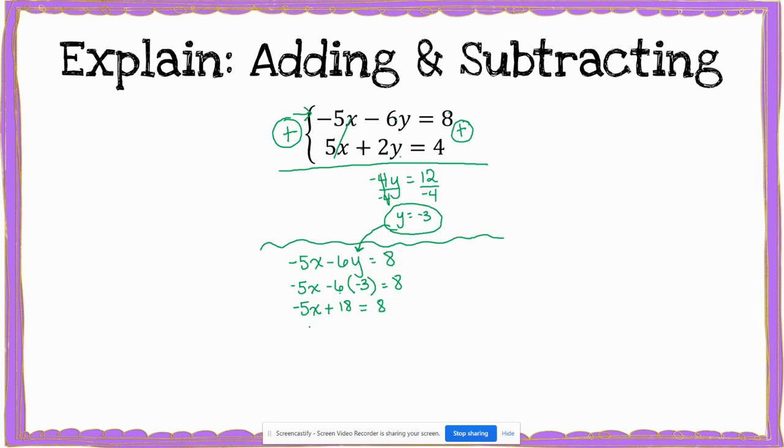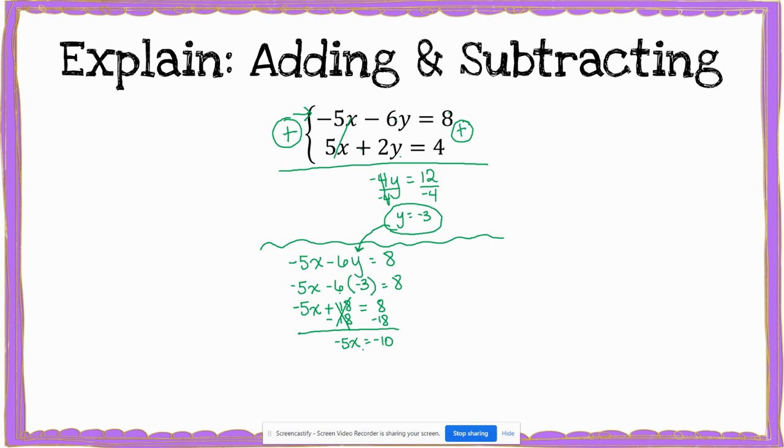Now we have an equation that can be solved. We know that to solve this equation, we need to eliminate our 18 first. So 18 is being added, so we're going to do the inverse, which is subtracting 18 from both sides of our equation. Our 18s will cancel to leave us with negative 5x equals. Then we have 8 minus 18, which gives us negative 10.